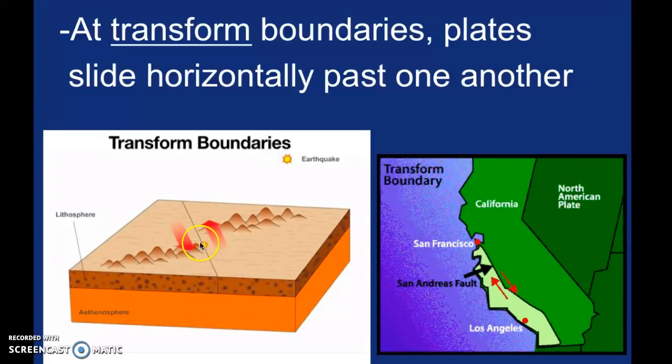So you have little earthquakes that take place, and that's going to cause a shift in the plate. So literally they just move past. They're sliding past one another. So they're not moving towards one another. They're not pulling apart. They're just sliding horizontally.